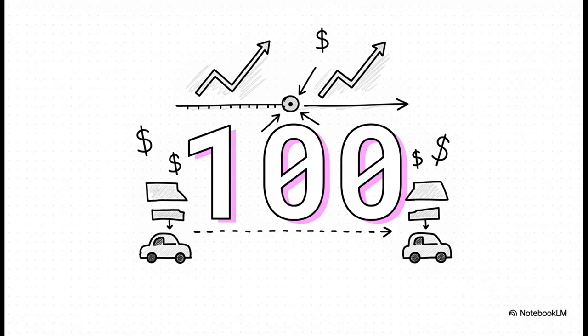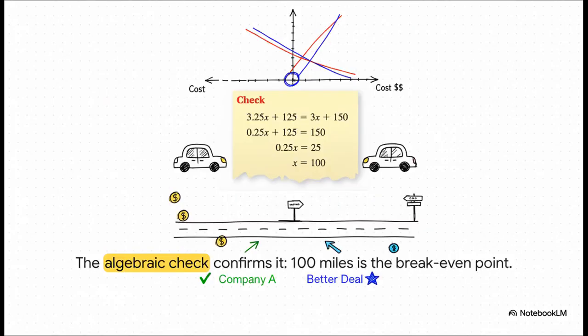The lines cross when the x value is 100. So what does that 100 mean in the real world? It means that at exactly 100 miles, it doesn't matter which company you choose. The price will be exactly the same. And of course, the algebra backs it up. X is 100 is the spot.